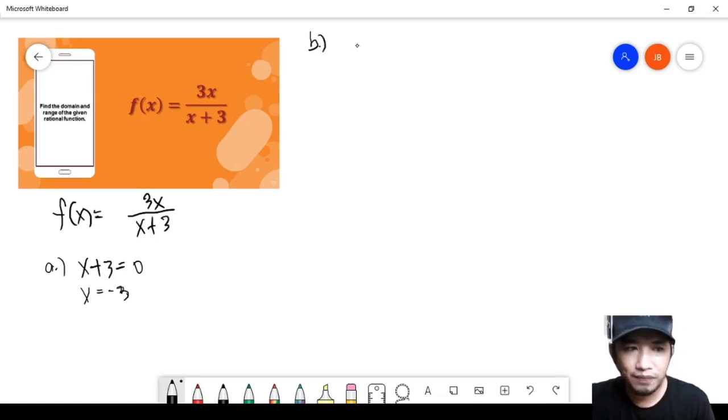Next step. Okay, write the whole function. f of x is equal to 3x all over x plus 3. Okay, first is to change f of x to y. Yan. y equals 3x all over x plus 3.